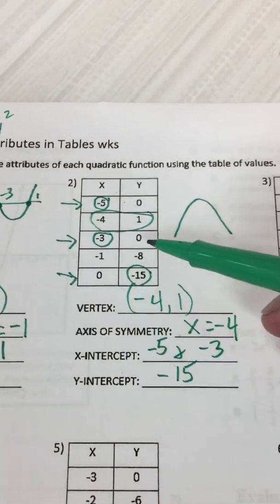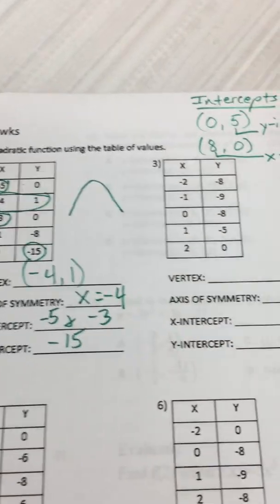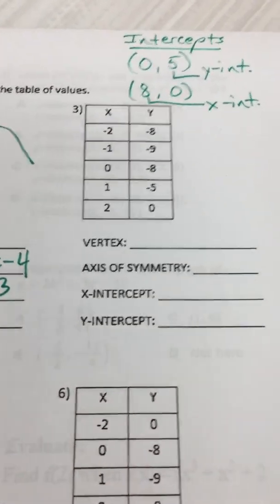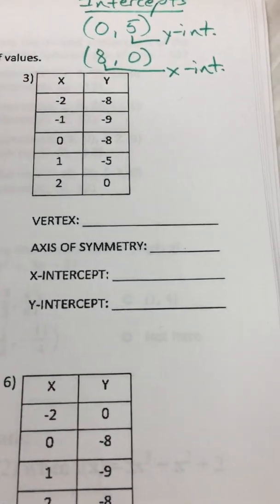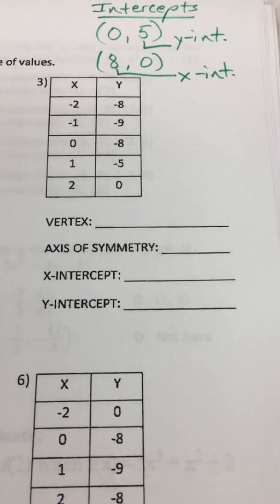Intercepts always have zeros in them. Okay, so there we go. Stop your video, pause it, go try the next one on your own, see how you do. Come back to me when you're done and check your answers.